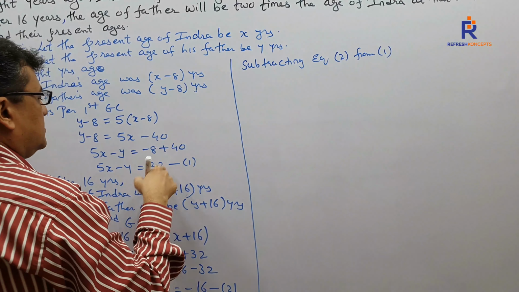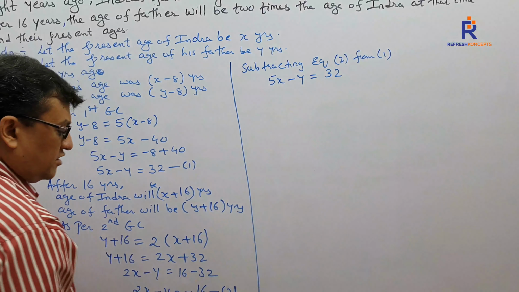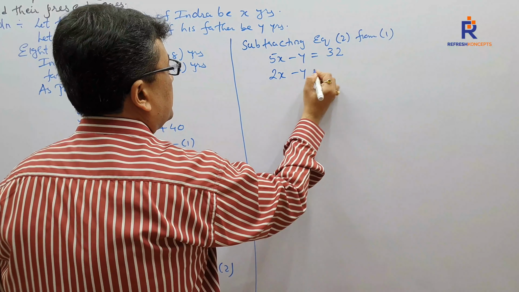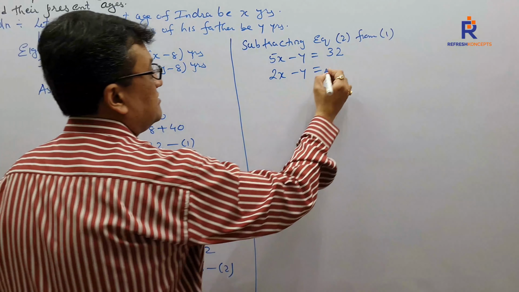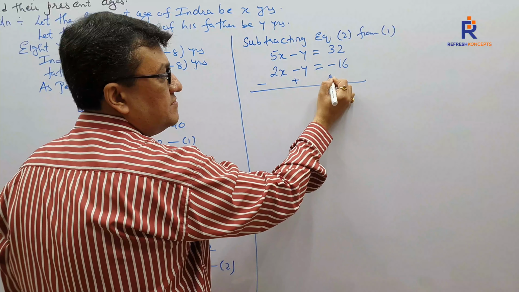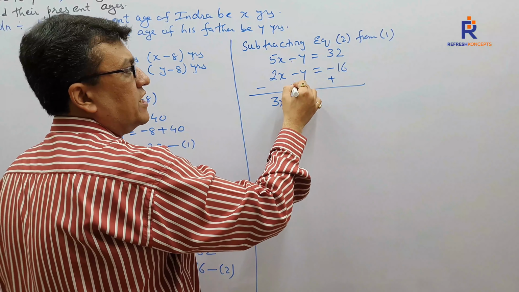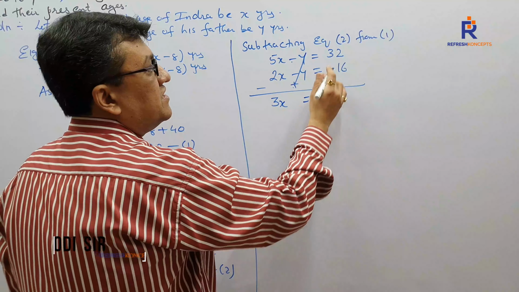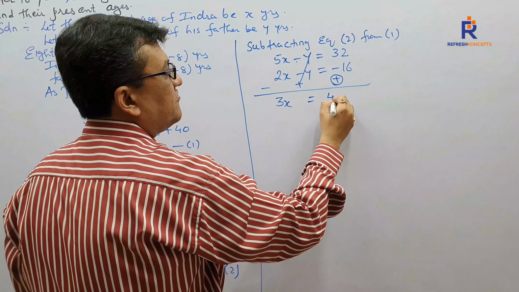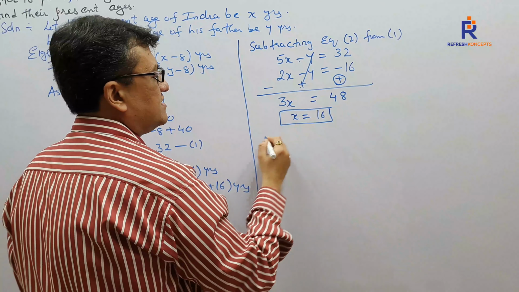Subtracting equation 2 from 1. I shall write down 1 first. 5x minus y is 32, minus 2x minus y is minus 16. Same sign, subtract. Change the sign. 5x minus 2x, 3x. Minus y plus y cancels off. 32 plus 16, mind you, you're supposed to focus on the new sign. 32 plus 16, 48. 3x is 48. X turns out to be 16.